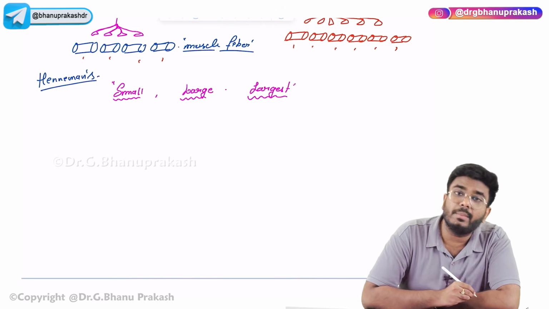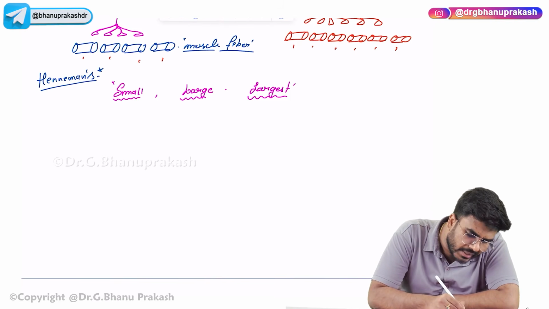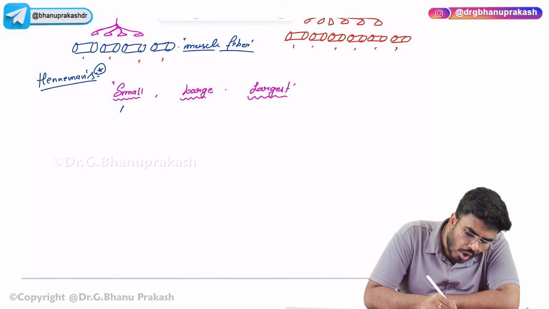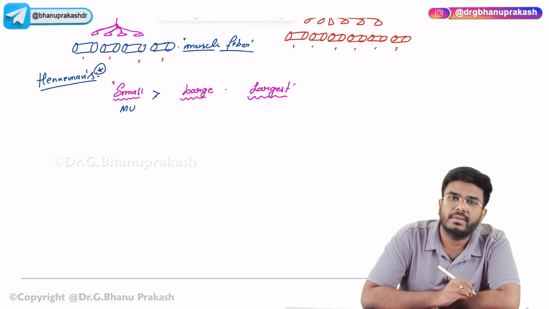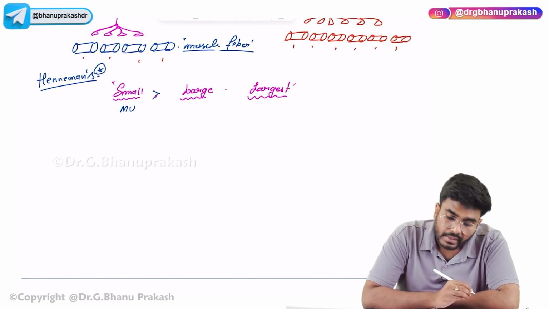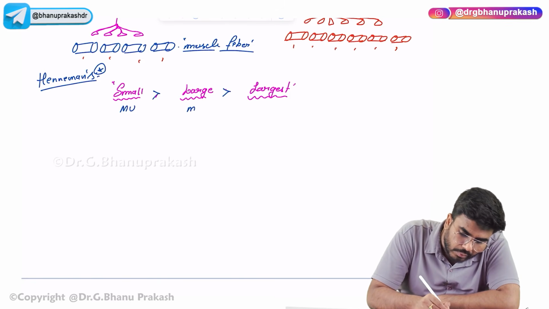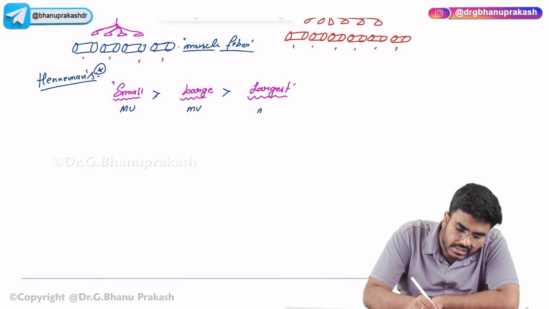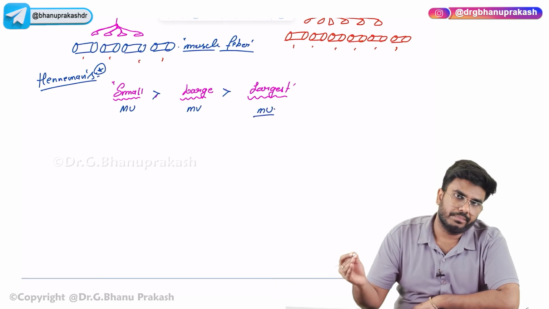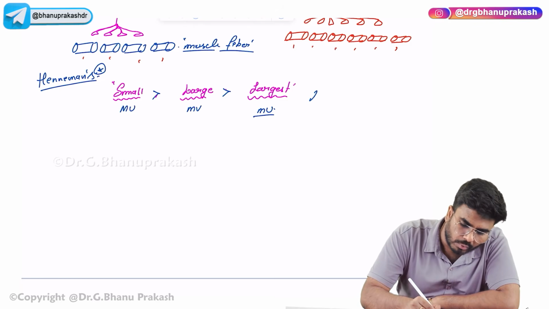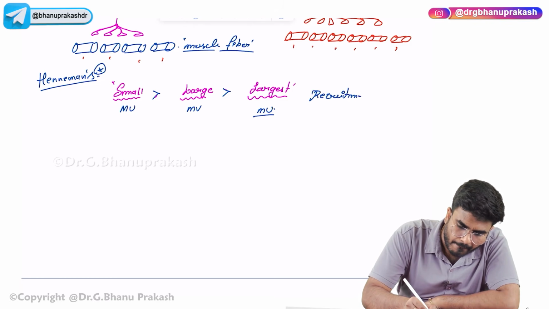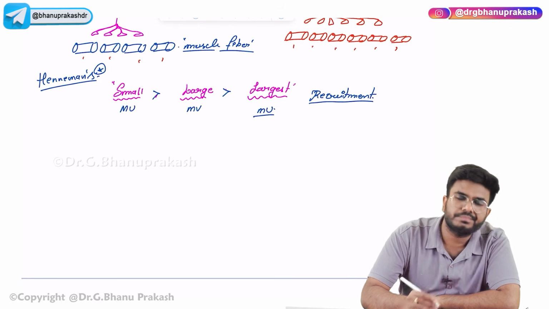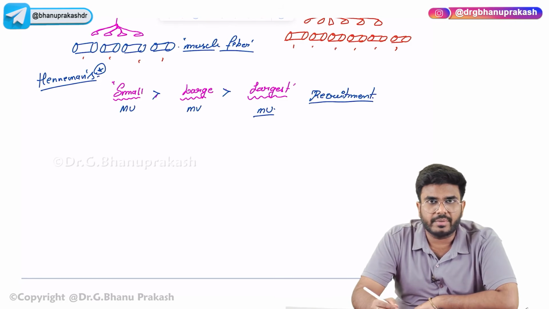Okay, there is something called Henneman's size principle. According to Henneman's size principle, first small motor units are recruited. Next, large motor units are recruited. Next, largest motor units are recruited. This is the order, the order of recruitment. In this way, these muscle fibers are recruited.